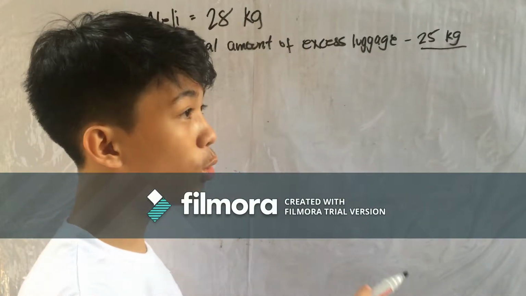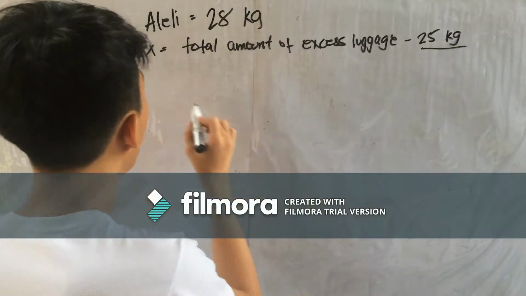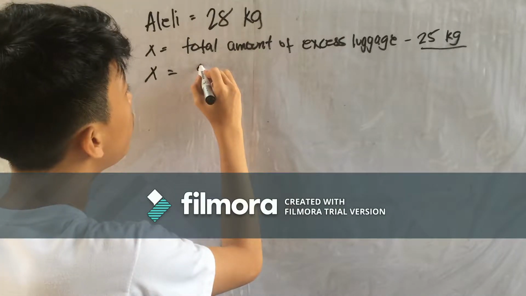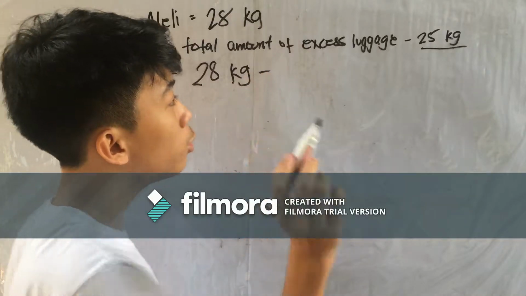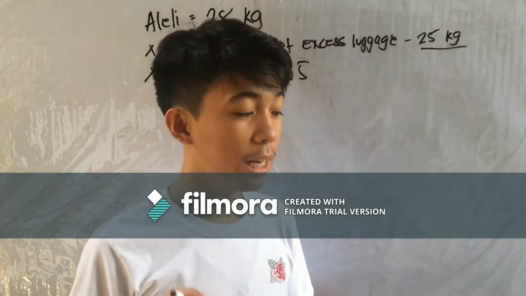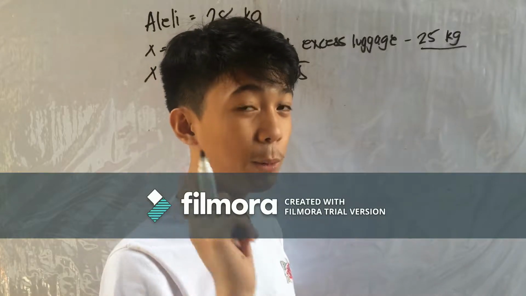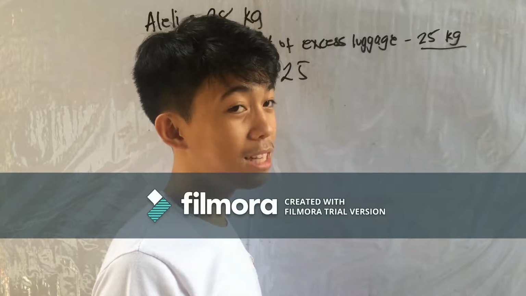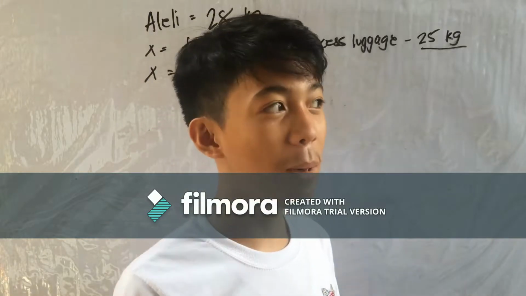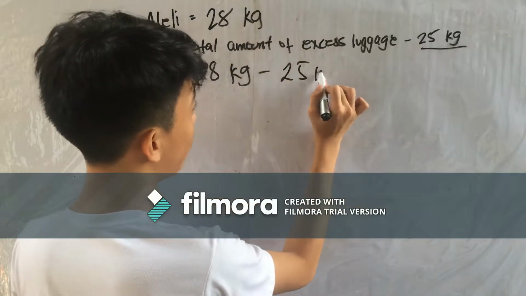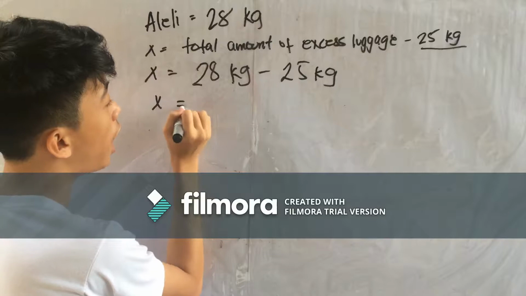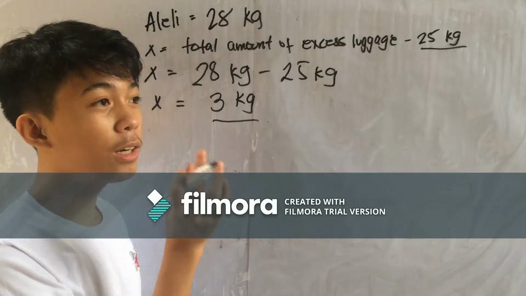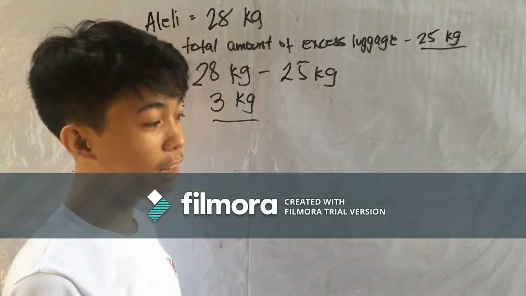So, para makuha natin kung ilan yung excess na kilogram, x is equals to 28, which is yun yung kay Aleli, minus natin doon sa maximum weight that one person can bring. Maximum, not the minimum. Yun yung maximum weight per person, so 25 kg. So, minus lang natin siya. Ang makuha natin is 3 kg. Itong 3 kg, nag-fall siya under 1 to 5 kg.